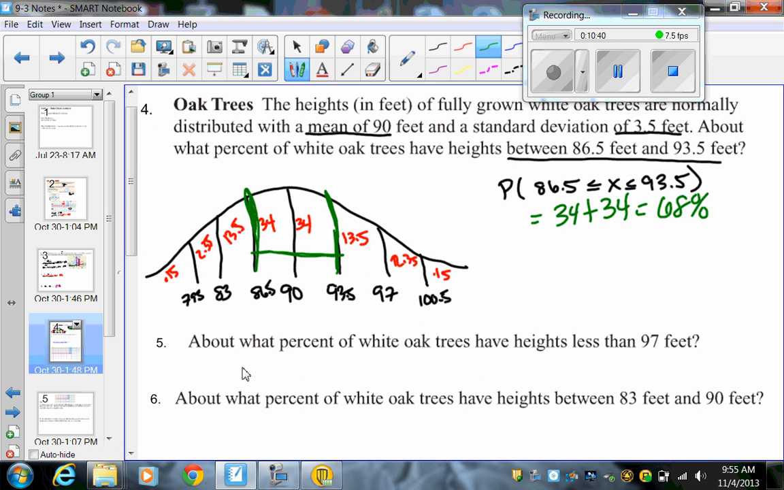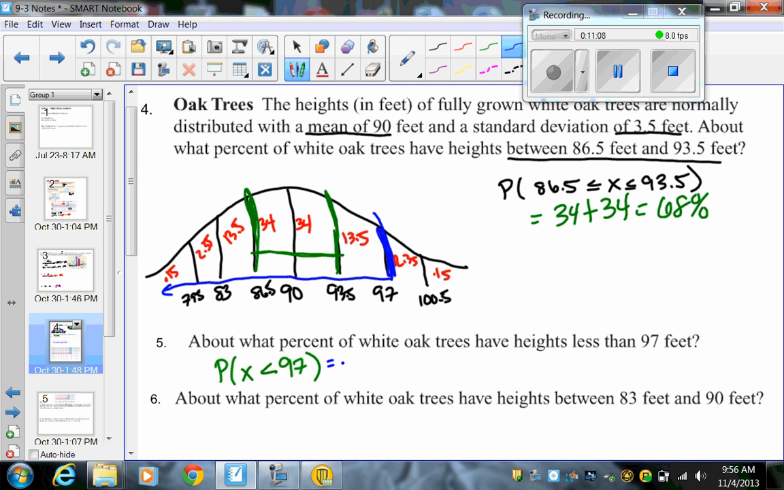Number 5, about what percent of oak or white oak trees have heights less than 97 feet? So this is saying find the probability that a randomly picked oak tree is less than 97 feet. So I'm going to go back to my diagram. 97 is right here. Less than means everything to the left.